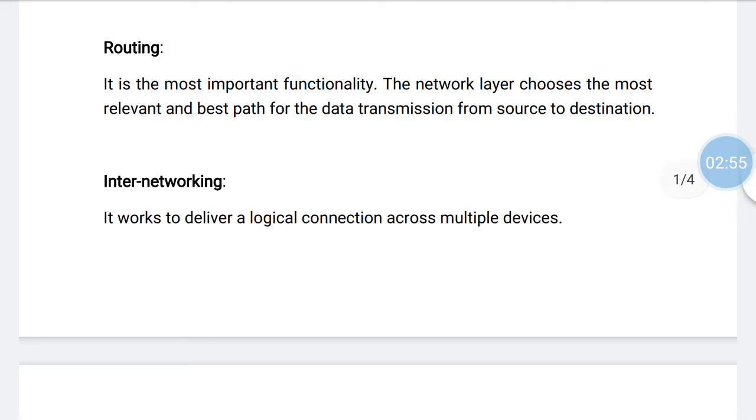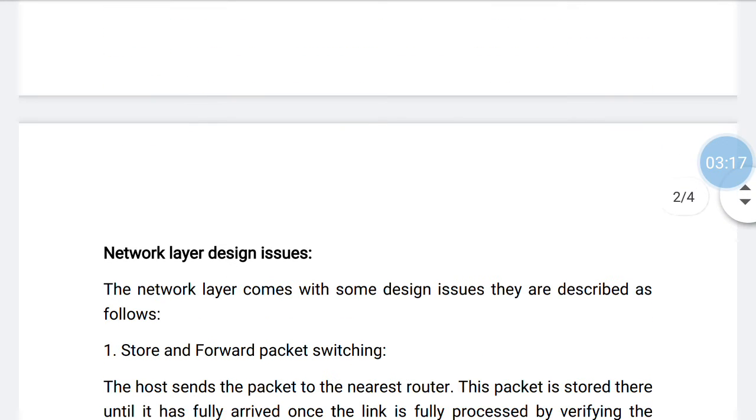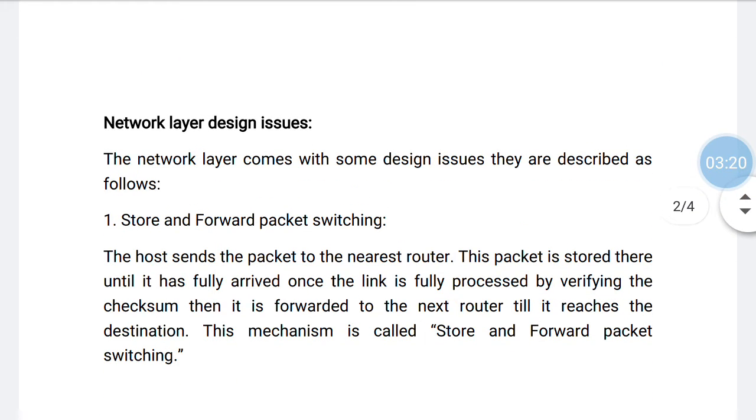Next is internetworking. Internetworking works to deliver a logical connection across multiple devices. So it is responsible for delivery of data packets, and it is bound to have a logical connection across multiple devices. Now, network layer design issues. The network layer comes with some design issues, which are described as follows.